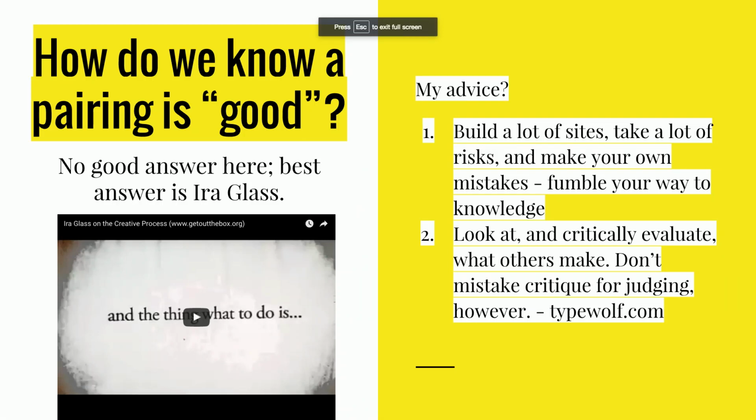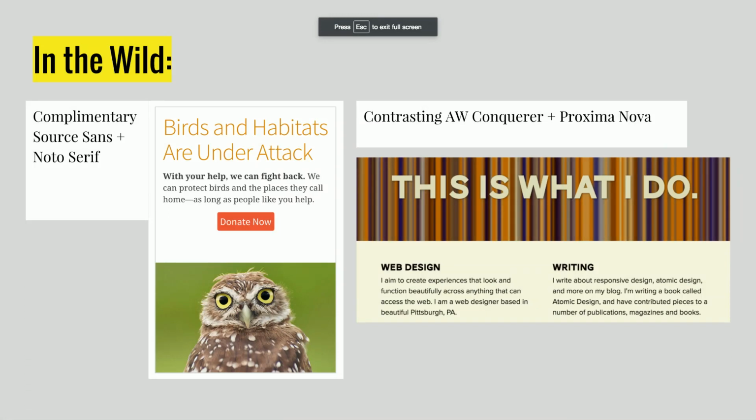As far as what looks good together, let's take a look at a couple examples. So we could have complementary pairings. On the left, we've got Source Sans and Noto Serif. Source Sans works great for everything, pretty much, but it works really great here. And having a sans and then a serif combination is pretty common and a very classic design tool.